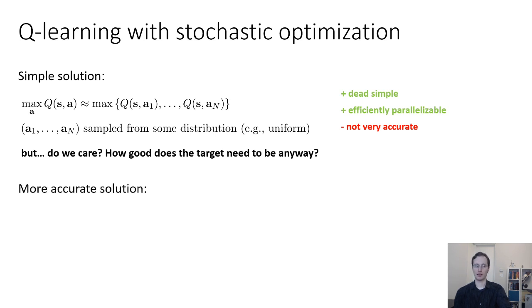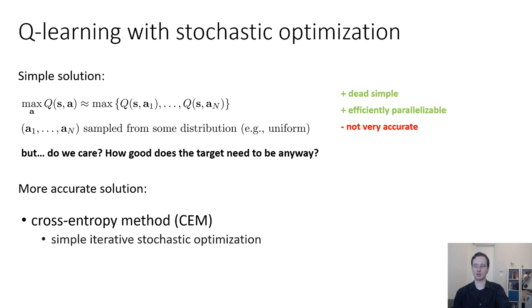If you do want a more accurate solution, there are better algorithms that are based on basically the same principle. So cross-entropy method is a simple iterative stochastic optimization scheme, which we'll discuss a lot more when we talk about model-based RL later, but intuitively cross-entropy method simply consists of sampling sets of actions, just like in the simple solution above, but then instead of simply taking the best one, cross-entropy method refines the distribution from which you sample to then sample more samples in the good regions and then repeat.